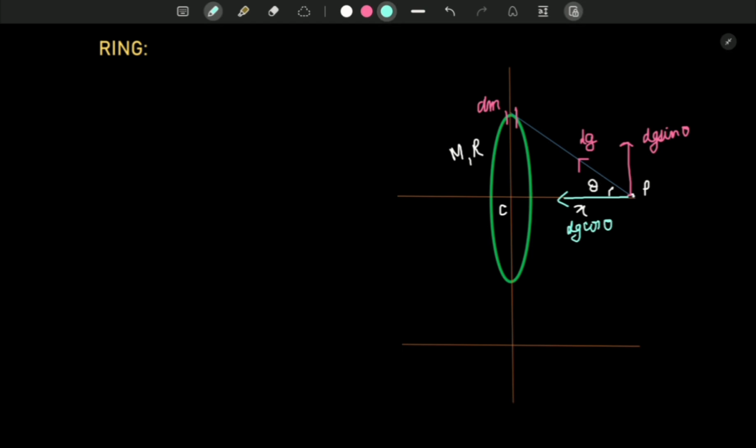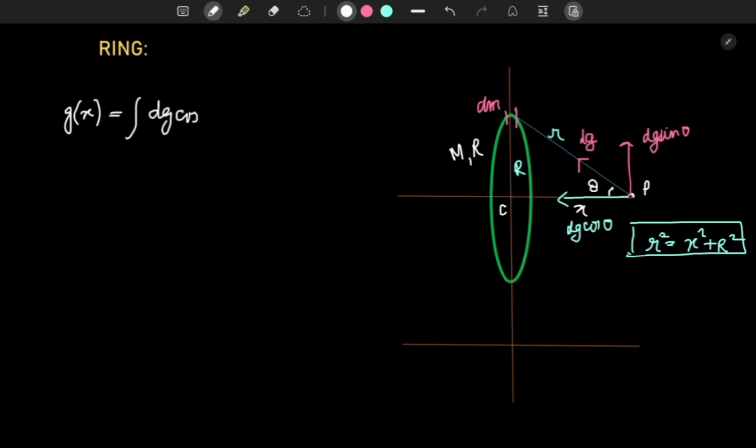Now I can also say that if this is capital R, so I can say R square equals x square plus r square, where small r is this distance. Basic Pythagoras theorem. Now let us solve. First of all, in order to calculate the gravitational field strength Gx, this is integration of dg cos theta.